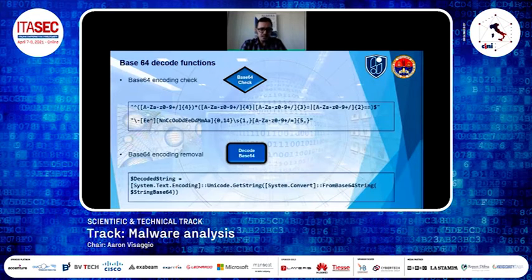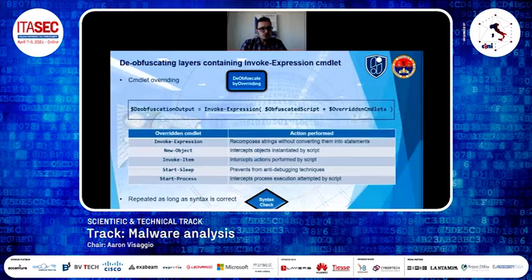Specifically, the removal of base64 encoding is first recognized by two regular expressions, and then removed by an appropriate PowerShell method. To remove obfuscation layers containing the Invoke-Expression cmdlet, cmdlet overriding is performed. This technique consists of executing the obfuscated script, enabling some overrides, like the Invoke-Expression cmdlet, which is overridden in such a way as to recompose strings without converting them into statements.